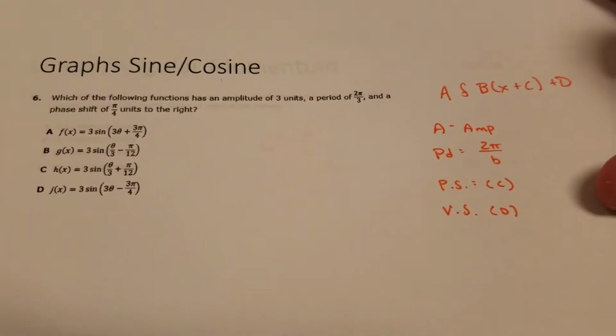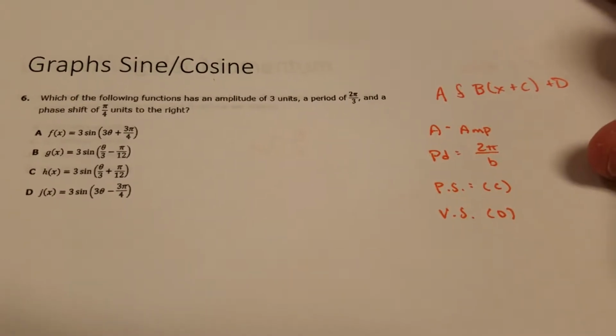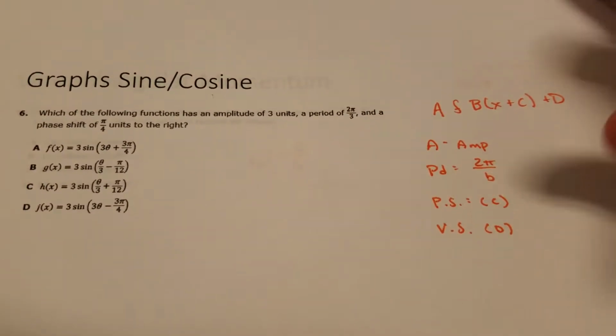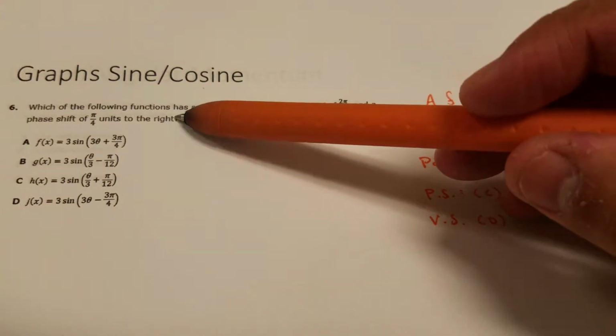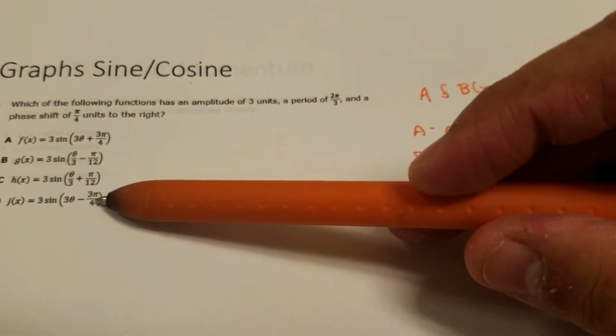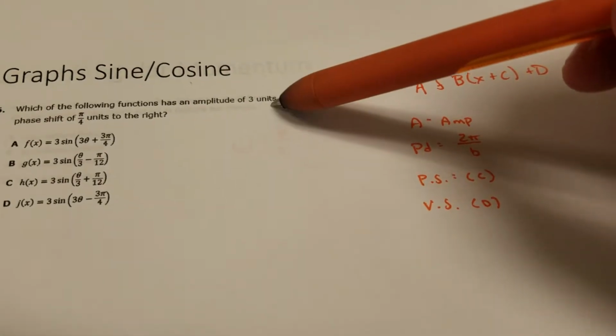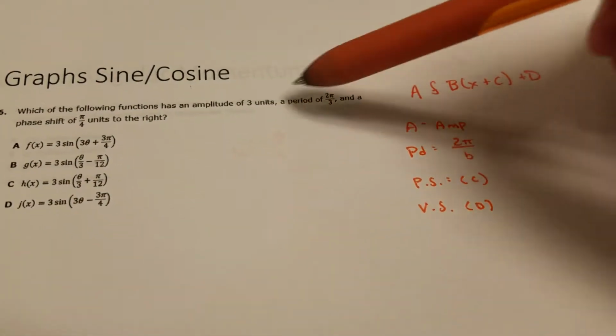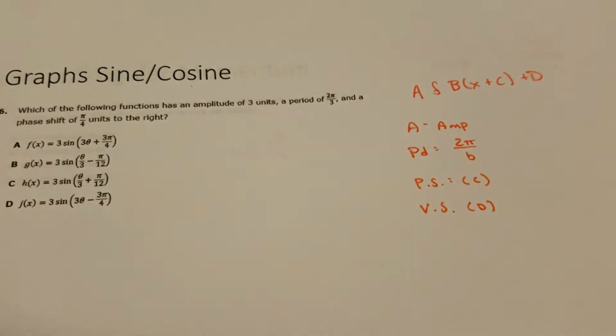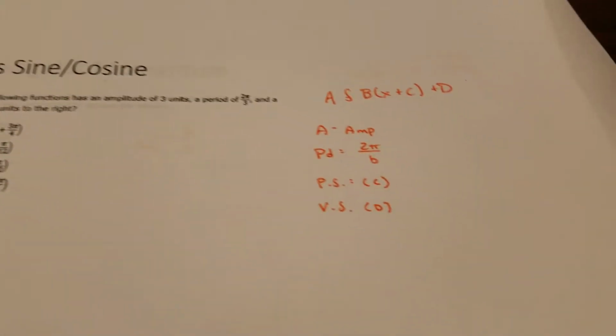So not particularly looking at the graphs on this problem, but talking about some of the stuff that goes on in the equation. They're telling us to find the function with an amplitude of 3, period of 2 pi over 3, and a phase shift of pi over 4 to the right. And that has to do with this equation here.